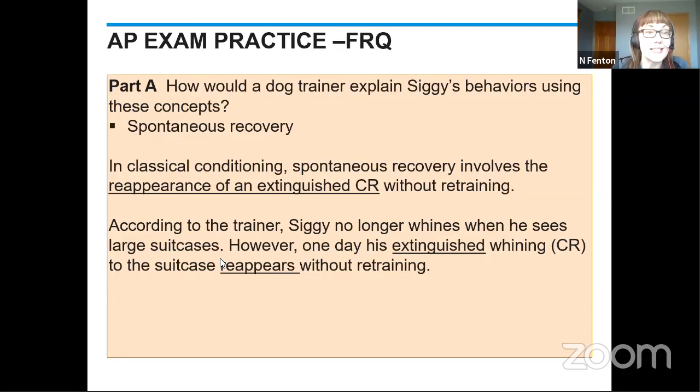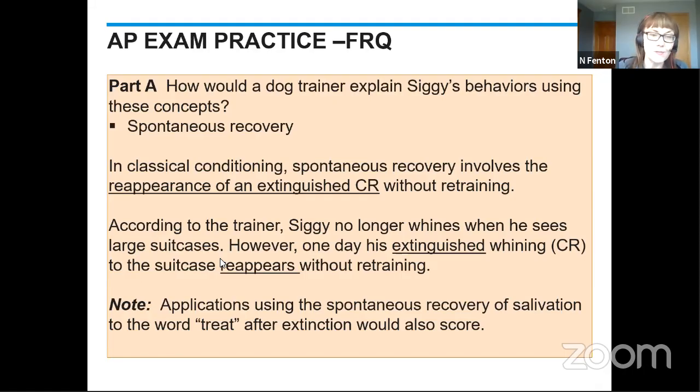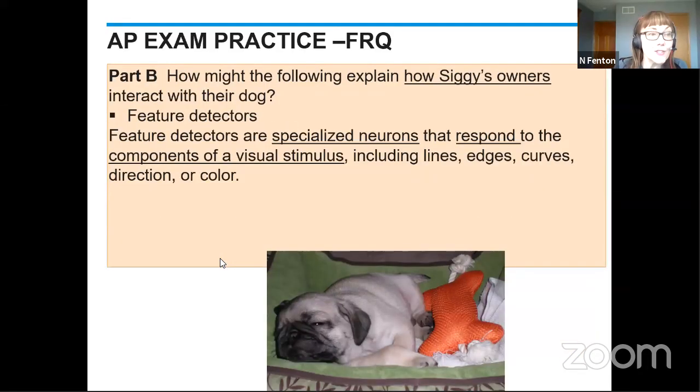However, one day this extinguished whining to the suitcase reappears without training. So spontaneous, just without warning, without retraining, it just comes back again. And you could also, again, do spontaneous recovery of salivation to the word treat after that had become extinct as well. Okay, so the next part, part B, is about Siggy's owners interacting with their dog.